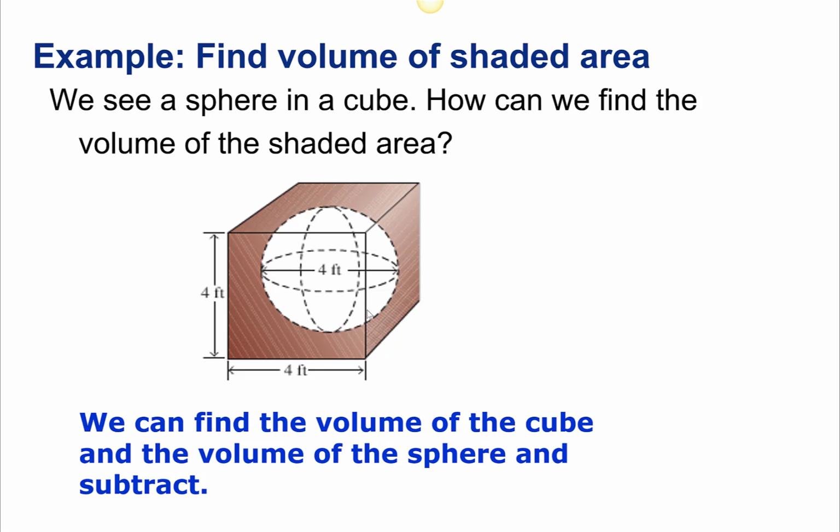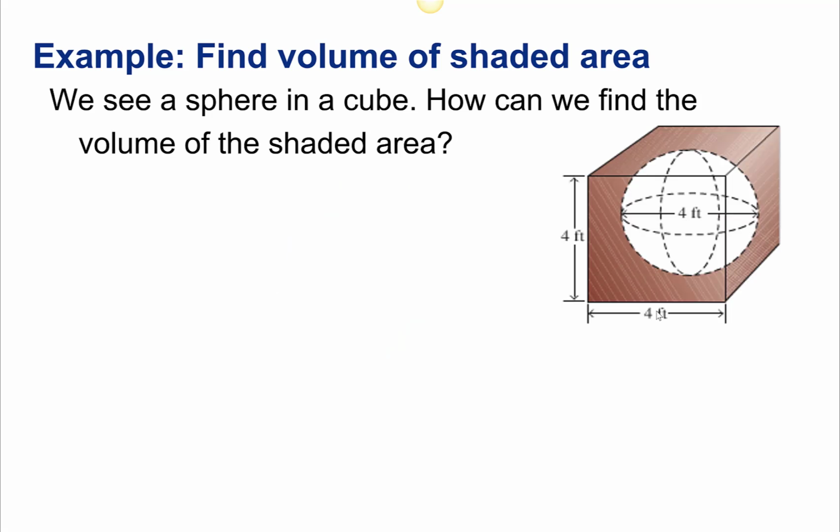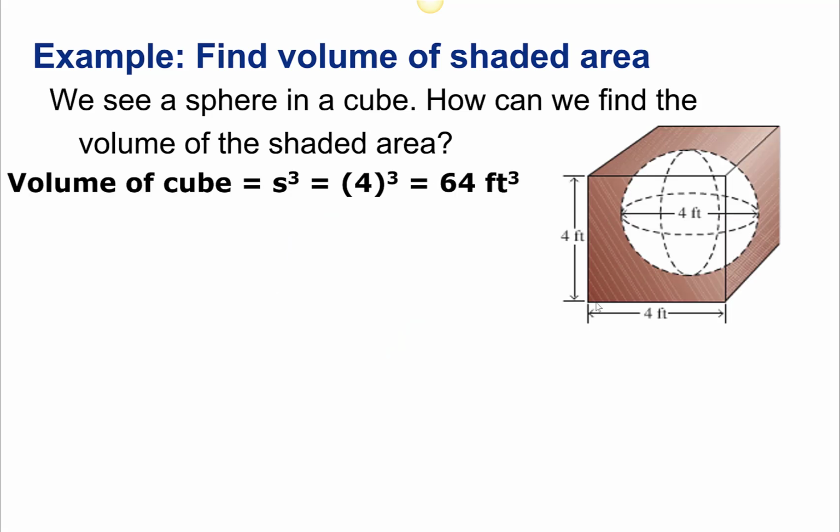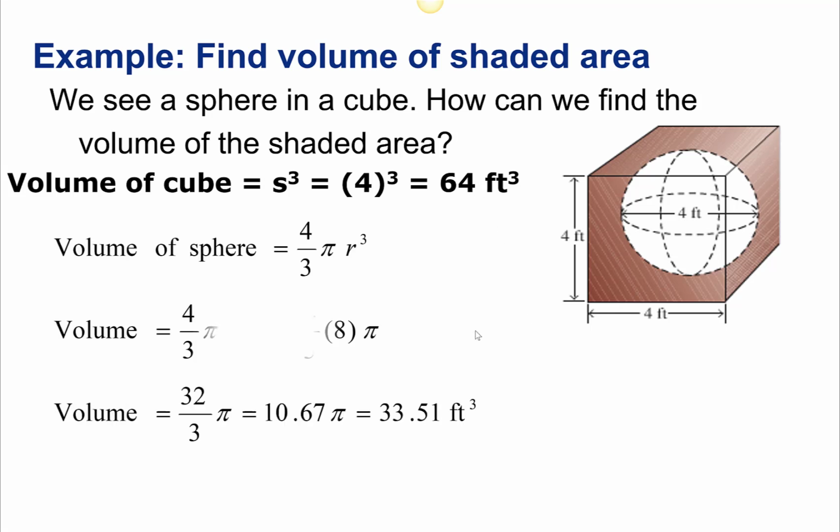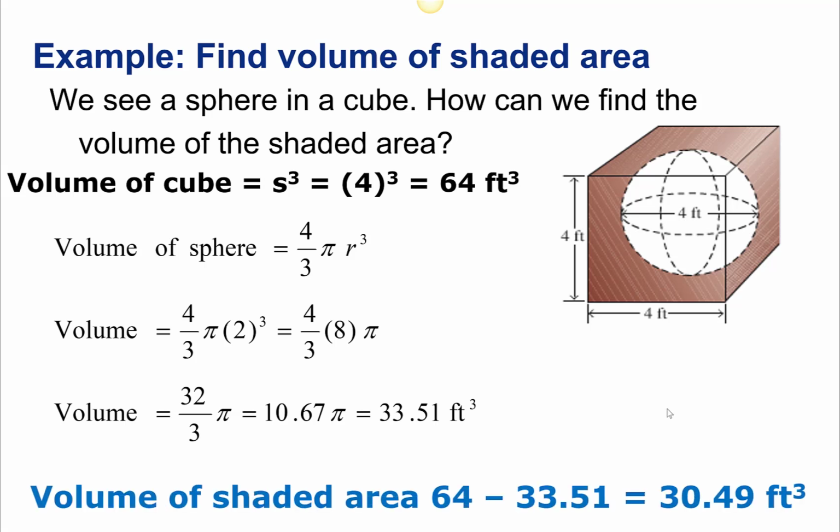The large figure here is a cube, and inside of it is a sphere. The volume of the cube is the side cubed, which is 4 feet, so we come up with 64 cubic feet. And then we're going to find the volume of the sphere. Notice this is the radius. We need the diameter, so the diameter is 2 feet. So I put the 2 in here. 2 cubed is 8 times 4, 32 divided by 3. Then I multiply that by pi, and I get 33.51 cubic feet. To find the shaded region, I take 64 minus 33.51, and I get 30.49 cubic feet.